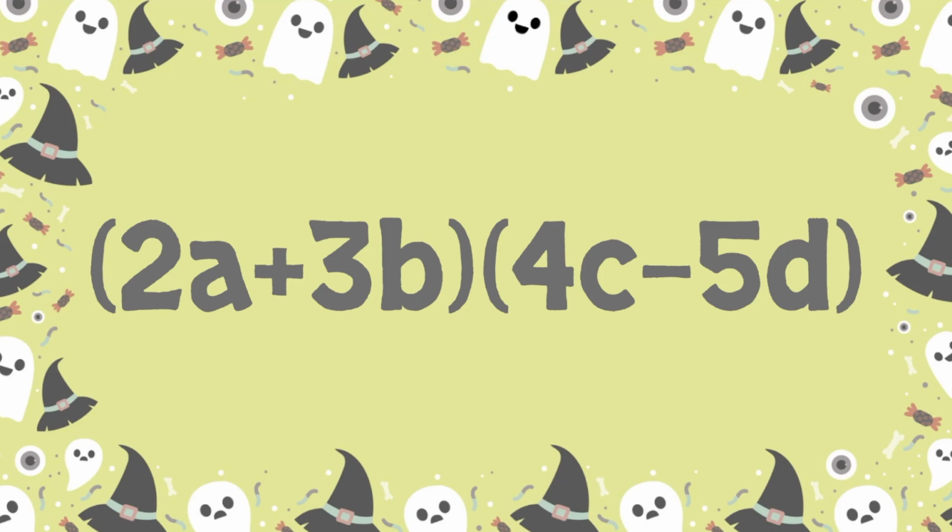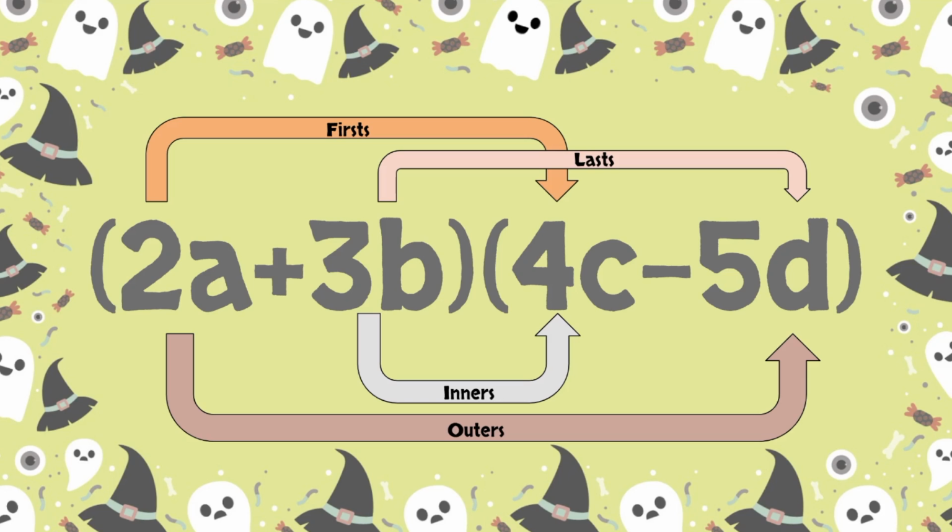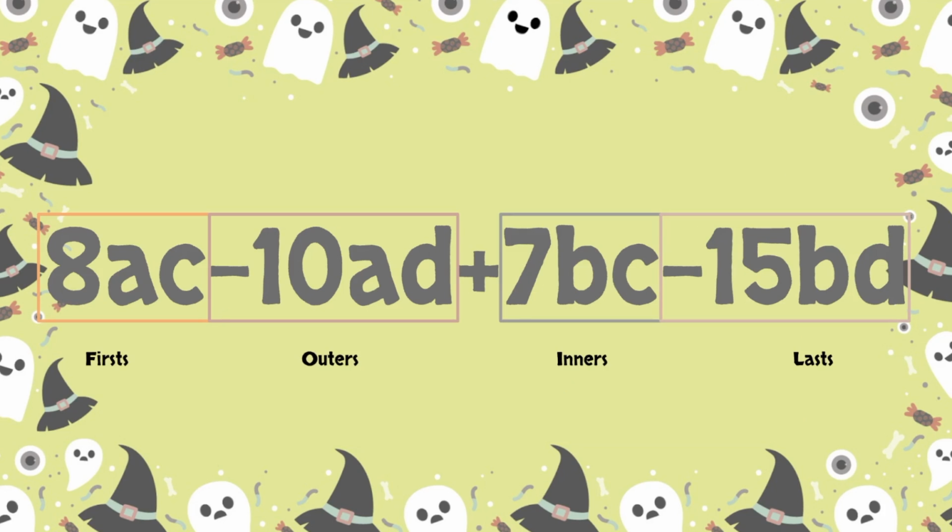Here's an example problem. 2a plus 3b times 4c minus 5d. For this particular example, you can use FOIL. The parts our FOILed are labeled, so try to multiply them on your own. You should have gotten something like this. The first becomes 8 times AC, the outers become negative 10 times AD, the inners become 12 times BC, and the last become negative 15 times BD.